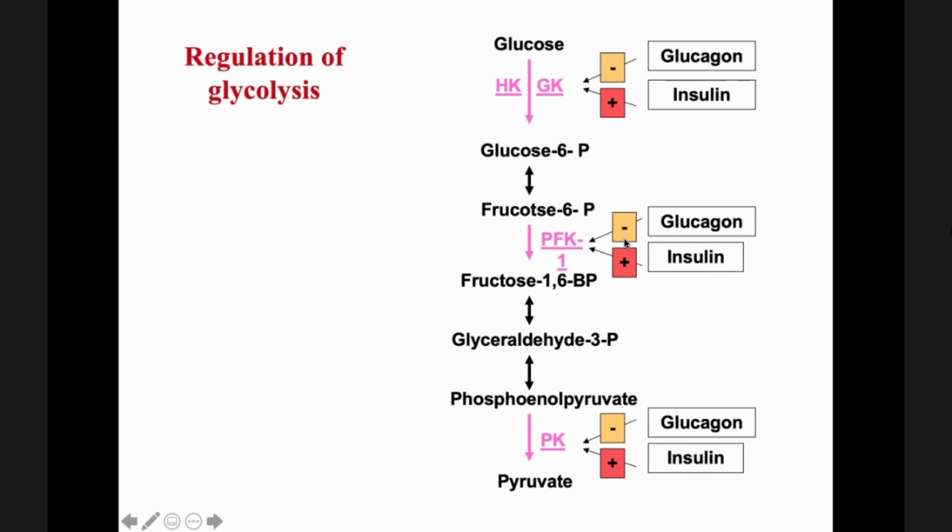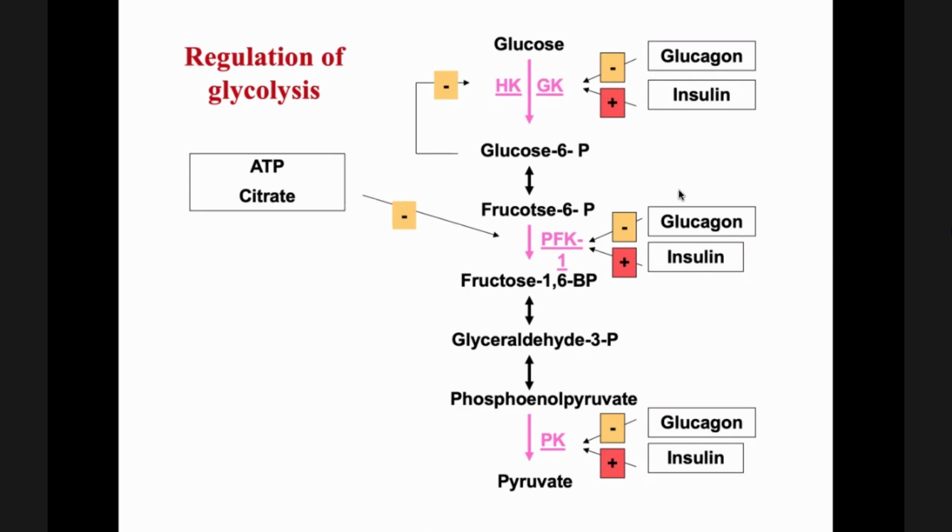Also, glucagon and insulin are involved in regulating the phosphofructokinase 1 and the pyruvate kinase. The presence of glucose 6-phosphate will be an allosteric regulator for the hexokinase. Why? Because a lot of glucose 6-phosphate will inhibit the hexokinase. Also, a lot of ATP and citrate will inhibit the phosphofructokinase, because that will tell the cell that we don't need glucose. We have a lot of glucose and we don't need any more phosphorylation, or the cell has enough energy, so it doesn't need more energy.